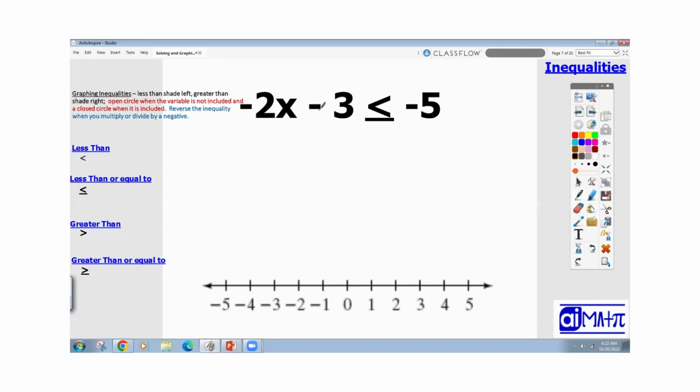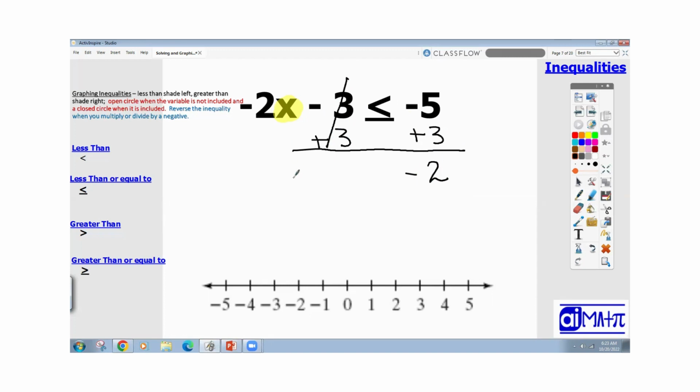Negative 2x minus 3 is less than or equal to negative 5. And again, the only thing we are concerned with is the x. It's being multiplied by negative 2 and then subtracting 3. So the opposite of subtracting 3 first would be plus 3. Negative 3 plus 3 cancels out. Negative 5 plus 3 would be negative 2.